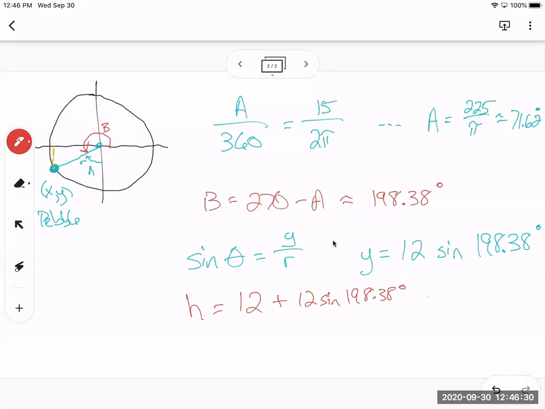So just to check myself on all of this, I got a value of 8.22 inches. That seems reasonable to me. It's lower than 12, above the halfway line, above 6. So all that seems to make sense.